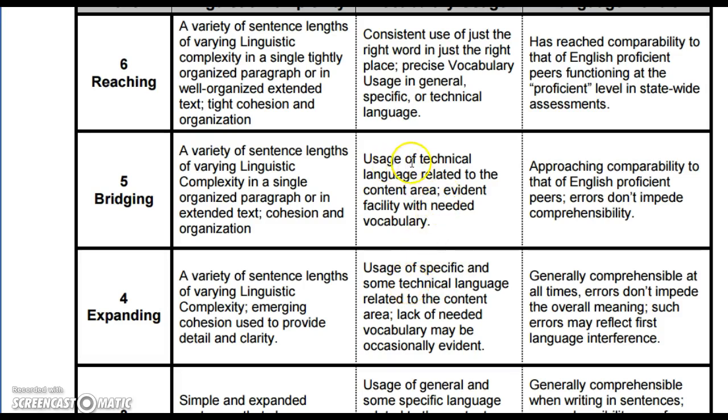At level 5, they're showing a facility with those technical terms. The technical terms in that 6th grade class might be words like civil rights movement, constitutional law, amendment, suffrage, suffragette, etc. Things that are very, very specific and may be taught in that actual content class.